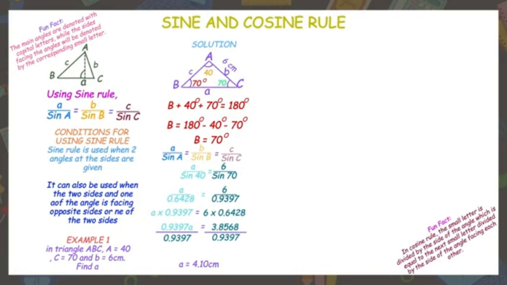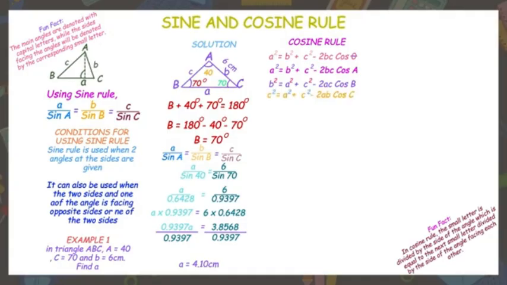In cosine, we have the following. We have A square, which is equal to B square plus C square minus 2BC cos A. So looking for side A. Then looking for side B: B square is equal to A square plus C square minus 2AC cos B. Then in the case of C, the third side of the triangle, C square is equal to A square plus B square minus 2AB cos C.